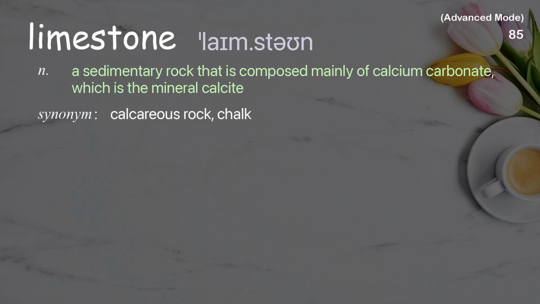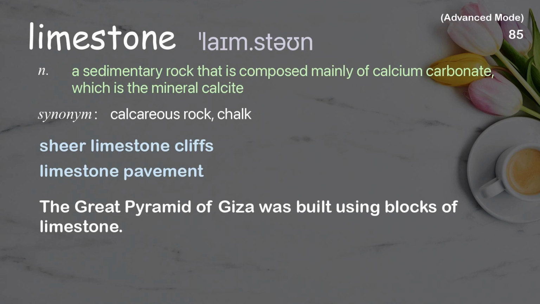Limestone. A sedimentary rock that is composed mainly of calcium carbonate, which is the mineral calcite. Examples: Sheer limestone cliffs. Limestone pavement. The Great Pyramid of Giza was built using blocks of limestone.